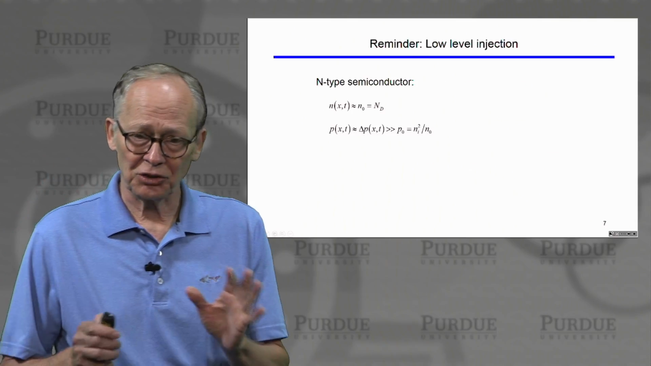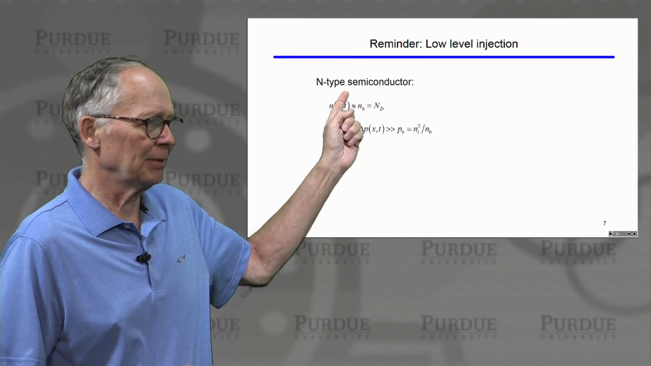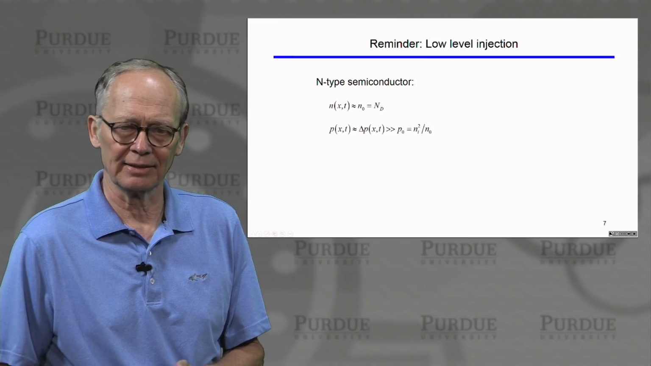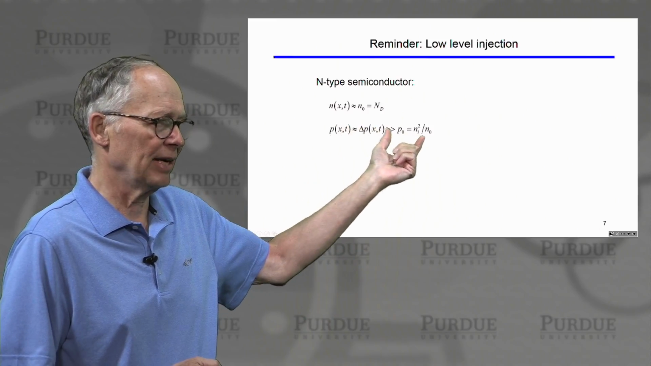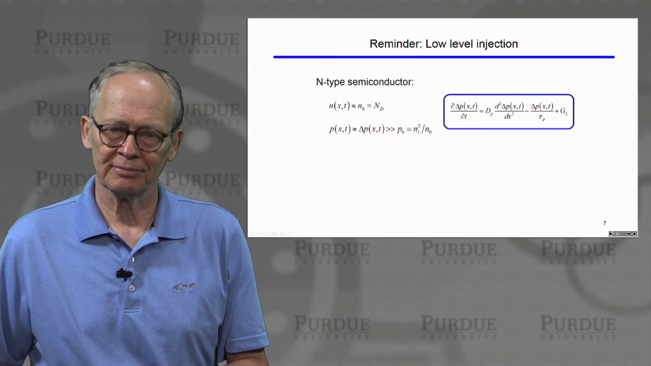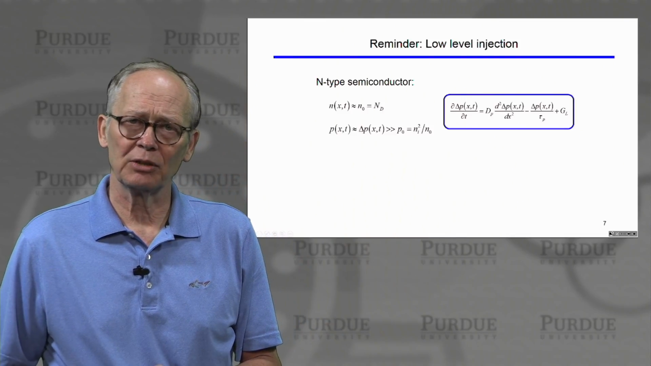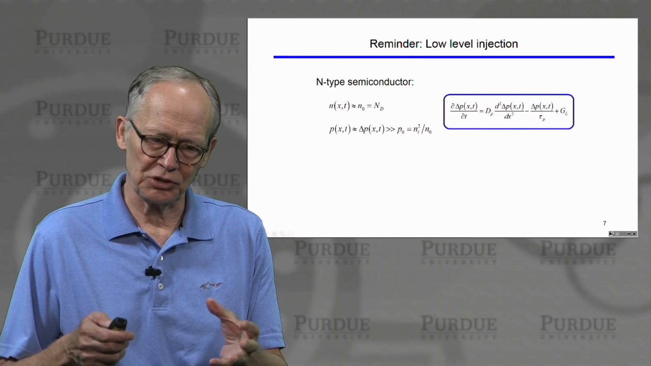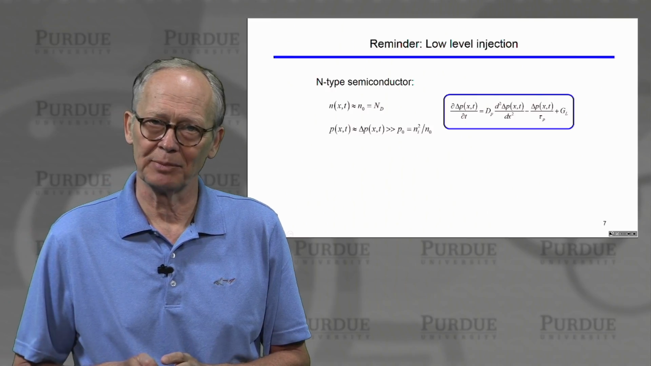Just a reminder, we're going to be talking about low-level injection in an N-type semiconductor. That means the excess carriers have an insignificant effect on the electrons. But the excess carriers have a huge effect and overwhelm the equilibrium density of minority carrier holes. We would be solving then a minority carrier diffusion equation to understand the position and time dependence of the minority carrier holes in this N-type semiconductor.